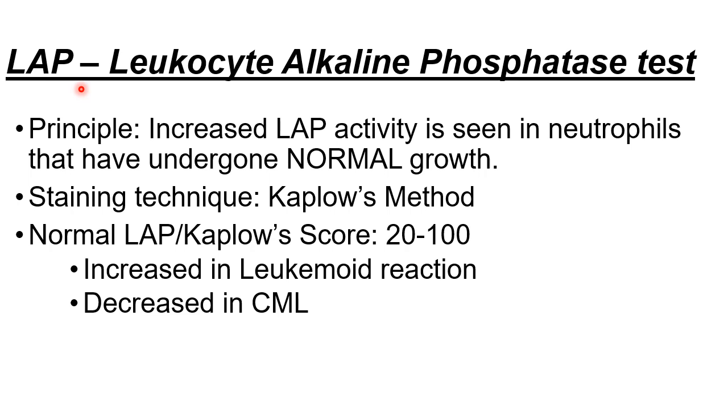Okay? And ano ba ang normal range ng LAP score para masabi natin kung increase or decrease? The normal score is 20 to 100. Less than 20, CML. More than 100, leukemoid reaction.